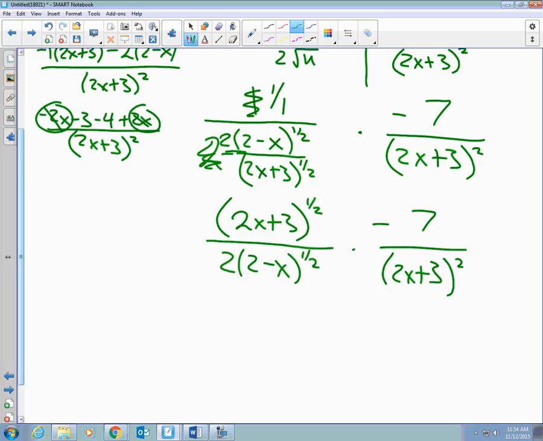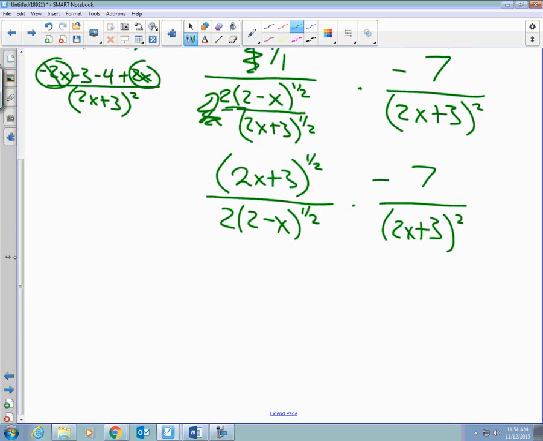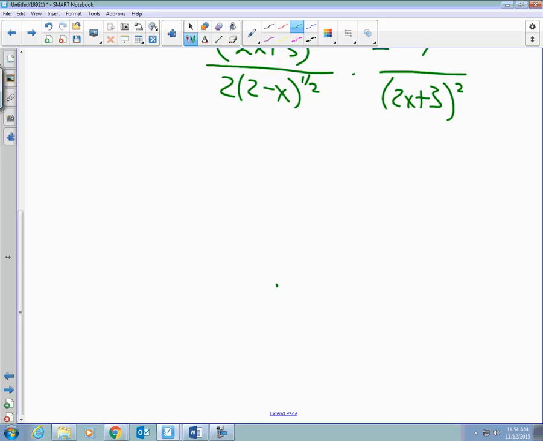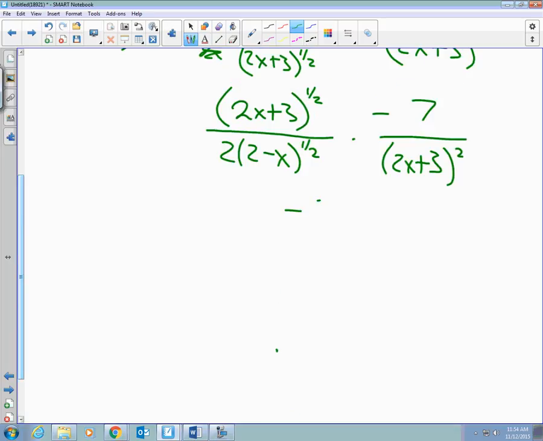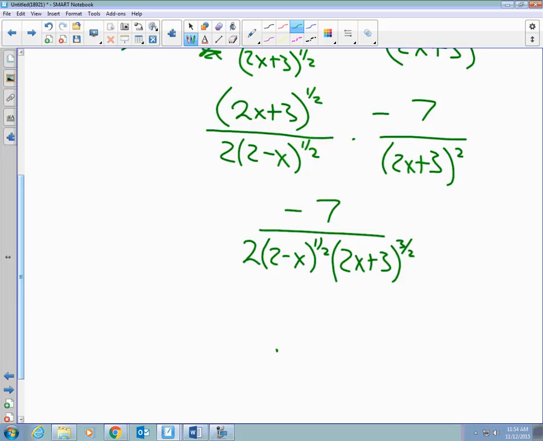Oh, hey, what do you notice? Yeah, the 2x plus 3, those are the same base. So we can reduce the exponents. This is the 1/2, this is squared. So we're going to end up with something in the denominator, and so I have to subtract 2 minus 1/2, which is 3/2. So I'm basically done now. I can write the numerator. I have negative 7 on top, and on the bottom, I have 2 times 2 minus x to the 1/2 times 2x plus 3 to the 3/2. And that's my derivative.